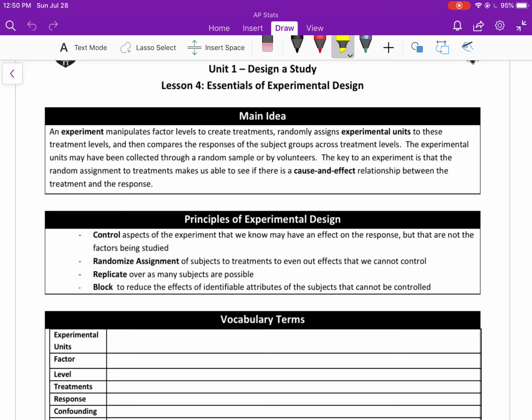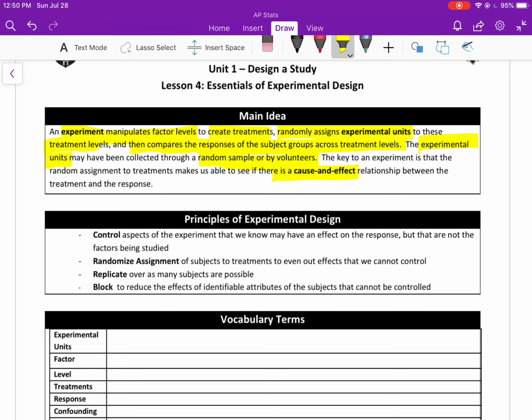An experiment manipulates factor levels to create treatments, randomly assigns experimental units to these treatment levels, and then compares the response of the subject groups across the treatment levels. The experimental units may have been collected through a random sample or by volunteers. And the key to an experiment is that the random assignment to the treatments lets us see if there is a cause and effect relationship between the treatment and the response.